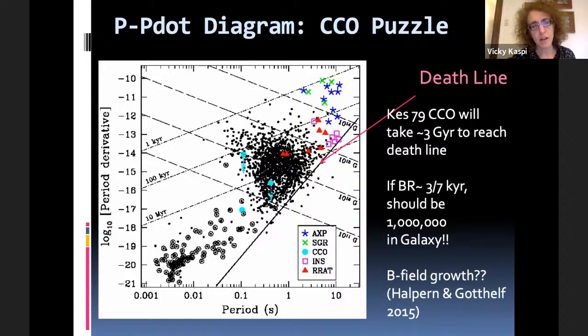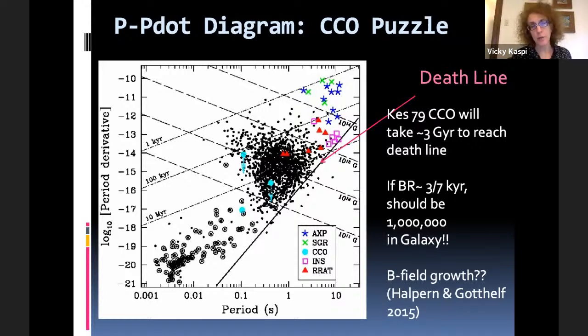One point that is often ignored: they're in supernova remnants, and they're young remnants, less than 1 or 2,000 years. And we know of about 8 of these. If you have so many that have been born recently and they have very low magnetic fields, that means they take forever to evolve on the P-Pdot diagram.